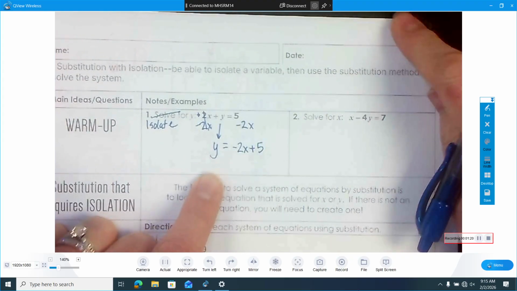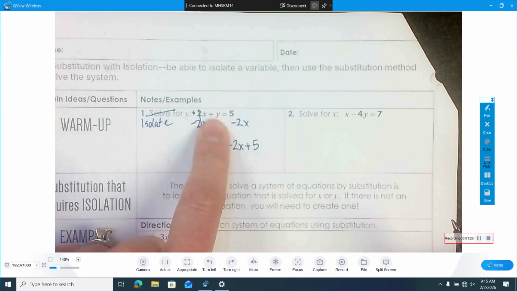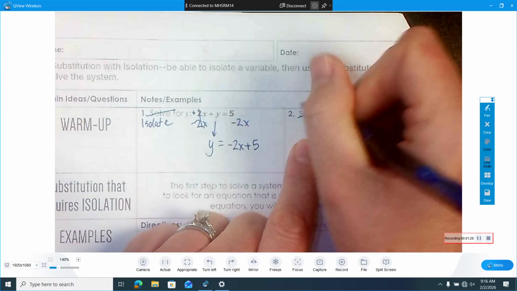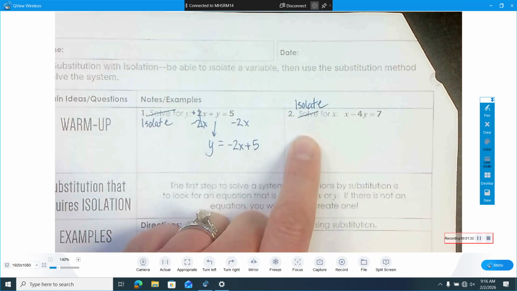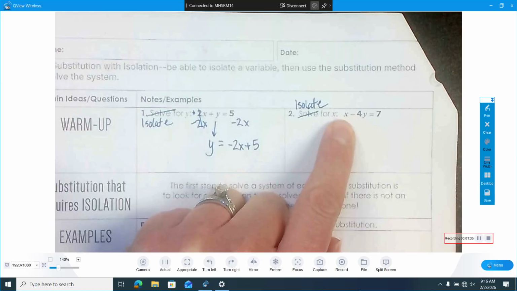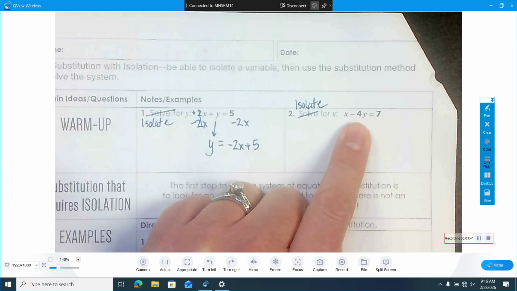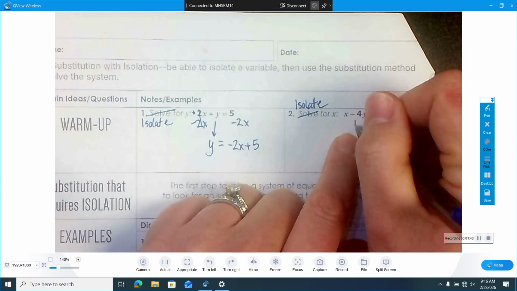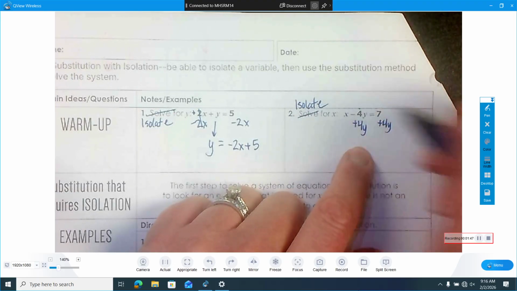All right? Now, sometimes we are going to need to solve for x. We're going to solve for whatever letter is easiest. And again, I don't like the word solve. I prefer to isolate. It's a little more descriptive, I think. We want to get that x all by itself. And so again, if I want x alone, how do I move this negative 4y? Add 4y. So we're going to add 4y to both sides.